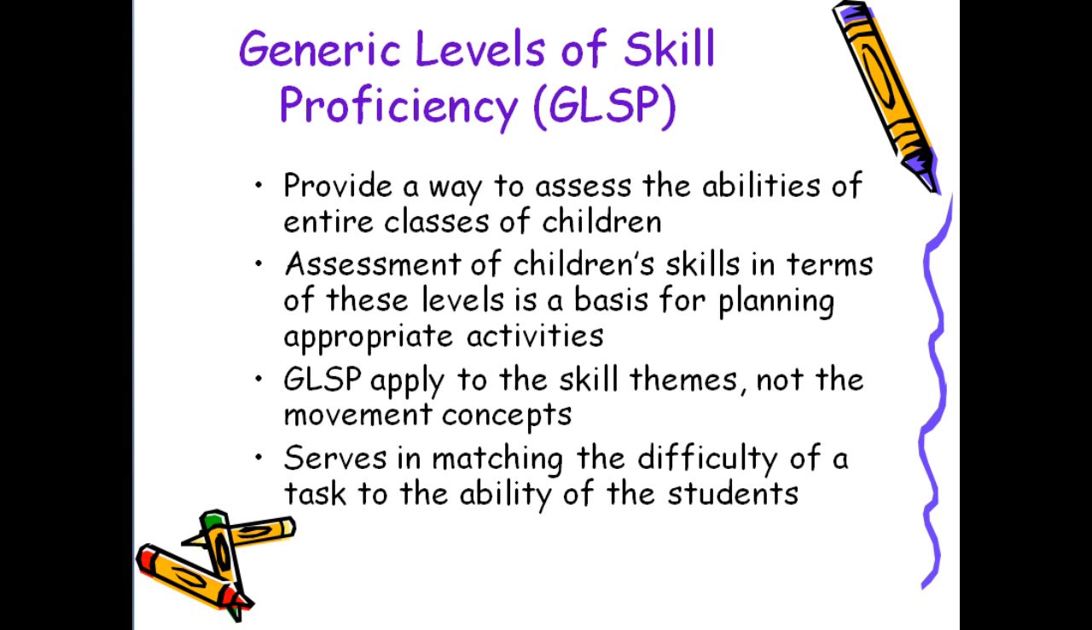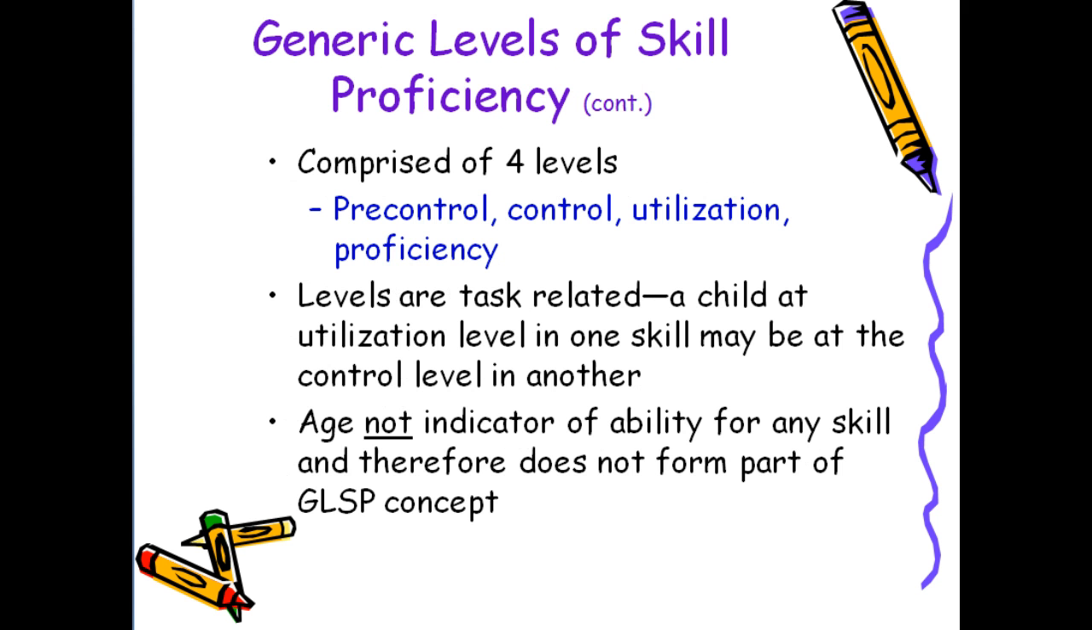They apply only to skill themes, not movement concepts, because skill themes are physical skills and movement concepts are cognitive concepts. They also serve in matching the difficulty or the challenge of a task to the ability of the students in your classes. There are 4 levels of skill proficiency, starting with pre-control, then moving up to control, then utilization, and lastly proficiency.